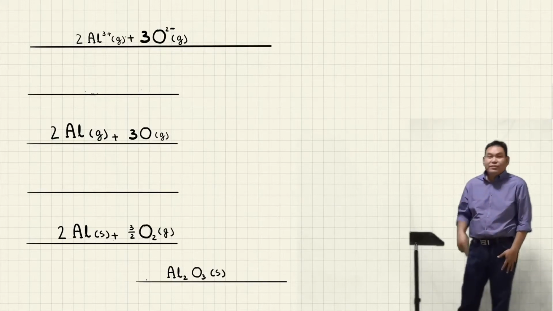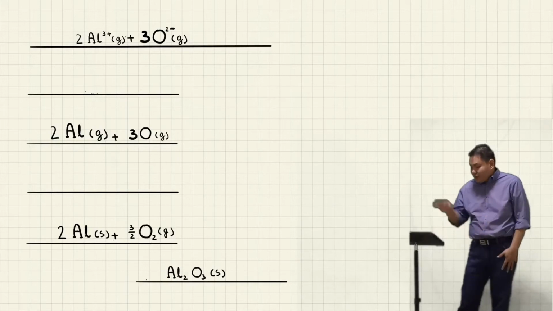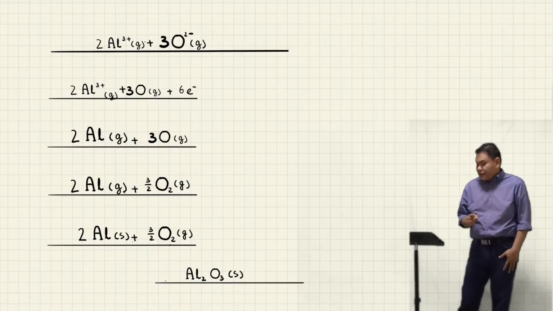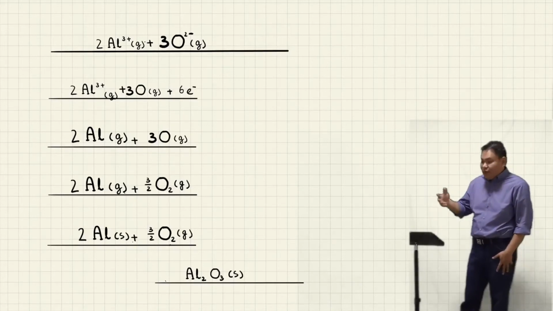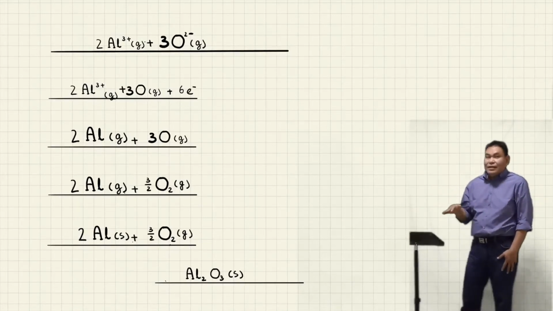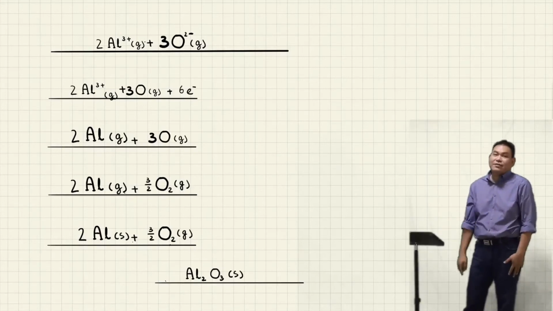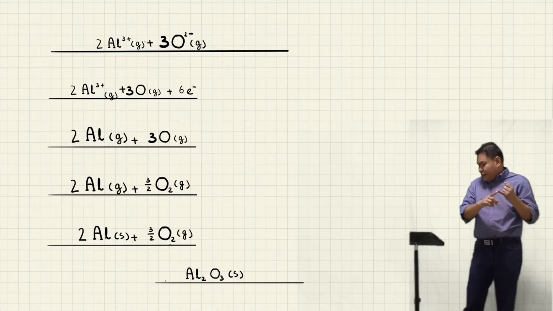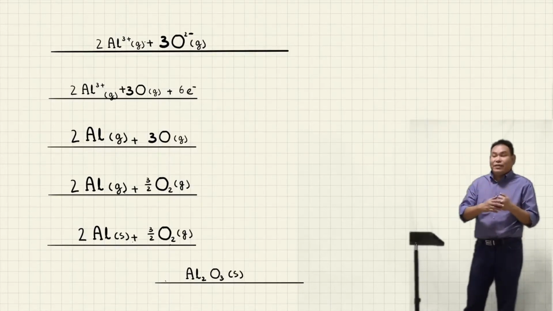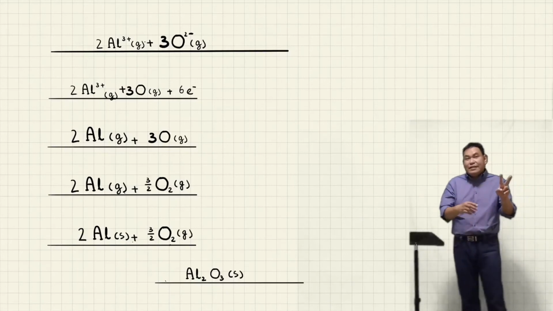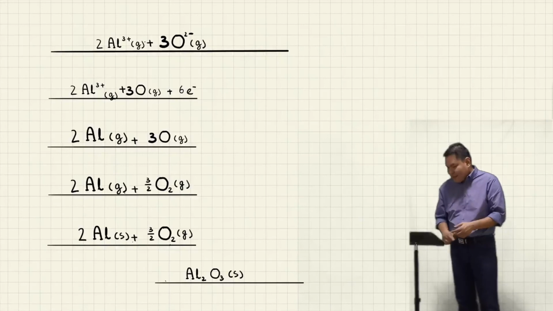Right, with the 2 empty horizontal lines, we are going to fill them up now. In between A1 plus A2 and B1 plus B2, you have 2 Al gas plus 3/2 O2 gas. That means you already atomized the aluminium, but you haven't atomized the oxygen. Another one is 2 Al3+ gas plus 3 O gas plus 6 electrons, which means you already ionized aluminium, but you haven't done electron affinity for oxygen. 6 electrons, because you have 2 Al and each Al releases 3 electrons, so you have 6 electrons. Yeah, very simple.